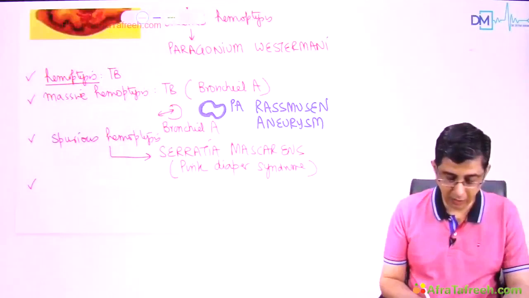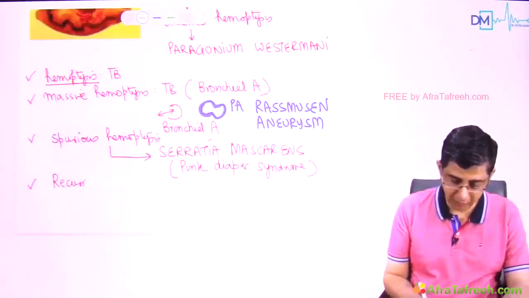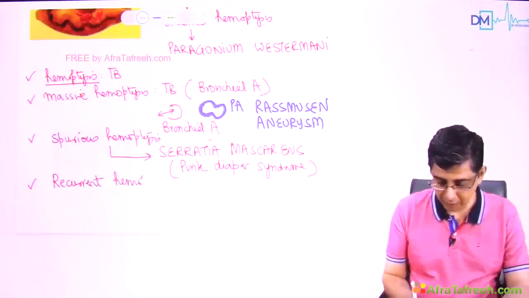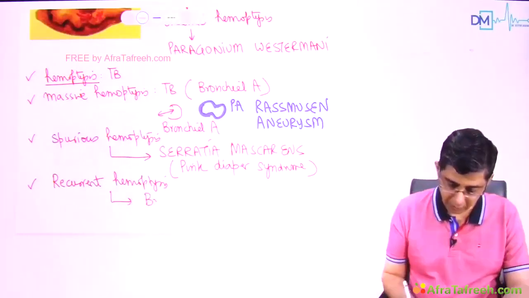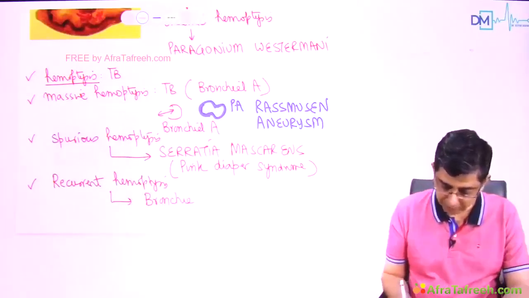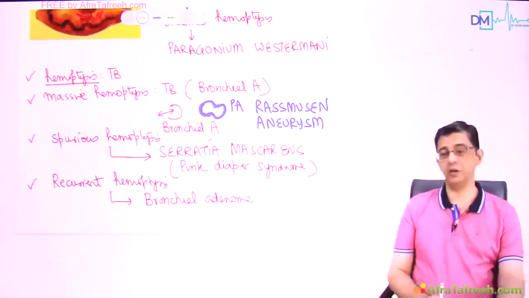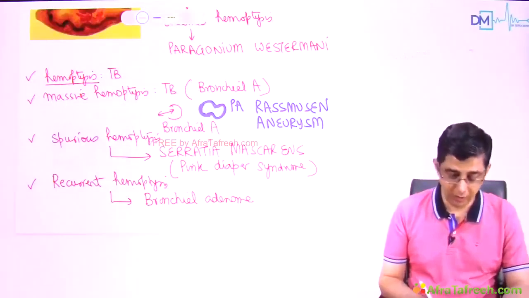Then they have asked regarding endemic hemoptysis, which I've already told you, Paragonimus westermani. But if he says recurrent hemoptysis in a patient, then for recurrent hemoptysis, the answer should be given as bronchial adenoma. Do take care of the fact that recurrent hemoptysis is usually occurring from bronchial veins.